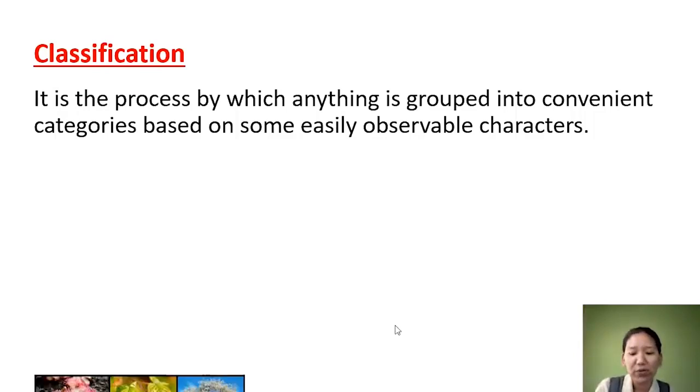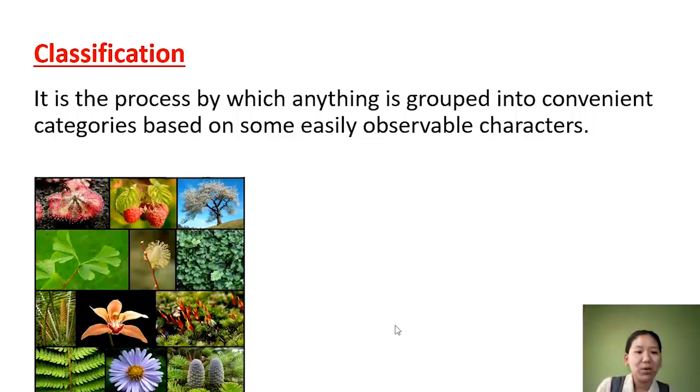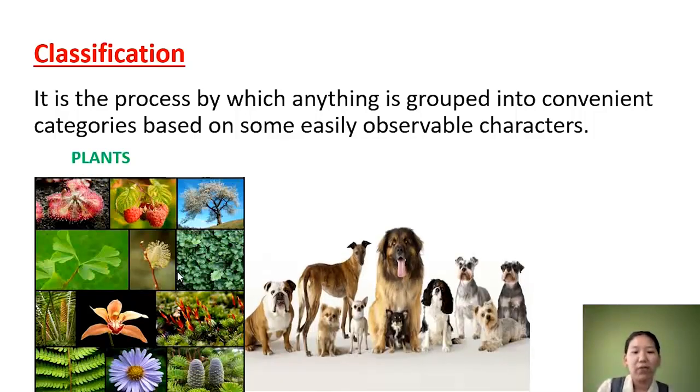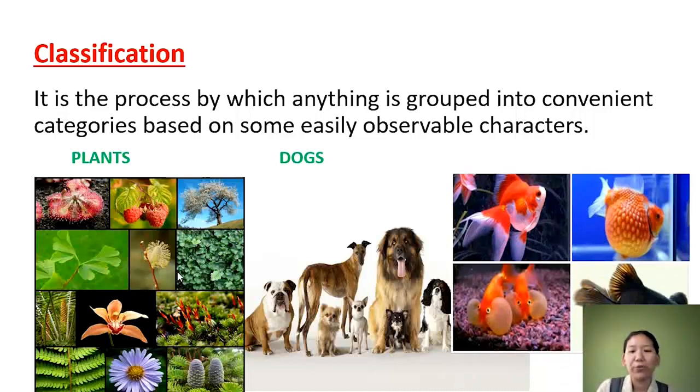Let us look at a very simple example here. In this example, you can see that all this diversity of living forms is grouped together under the classification category of plant. Likewise, we have a group of animals having similar features, and they are grouped under the category of dogs. Lastly, you can see a variety of beautiful fish, isn't it? They look different, but there are similarities. That is why they are classified under one category, fish.